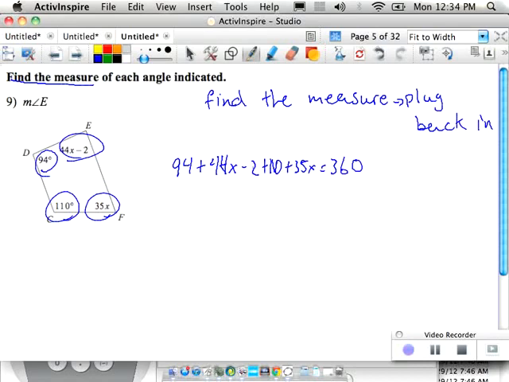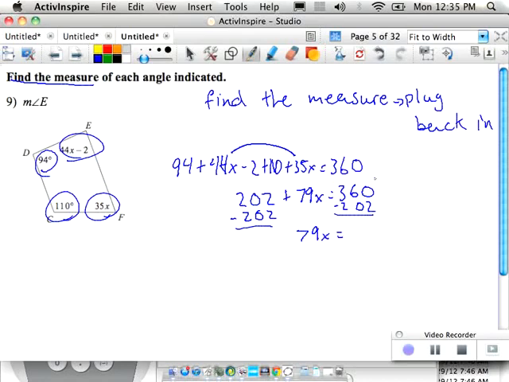The 94, the minus 2, that's going to be 92. And then we add that to 110. That's going to be 202. Now we got the 44 and the 35, and that's going to be 79. Let's see what we get. So I'm going to subtract 202 from both pieces. That means that 79x is equal to, let's see, 360 minus 202 is 158.